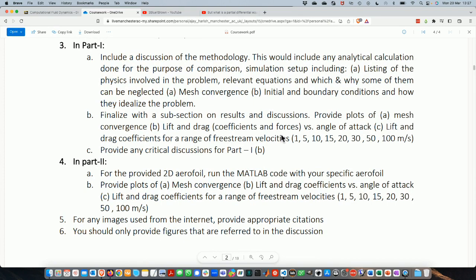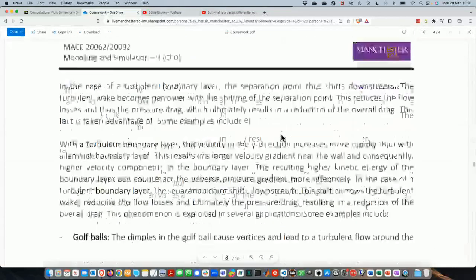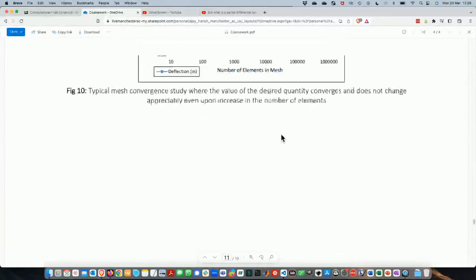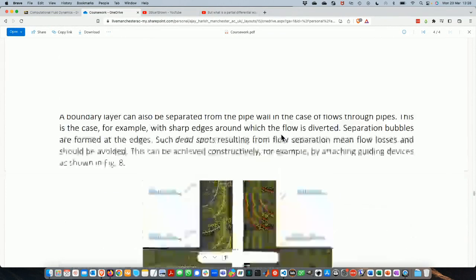Okay, so in part one, there are two things that you'll be doing in both the parts. One is mesh convergence. Take mesh at different sizes. See how the lift and drag coefficients and the forces vary as you change your mesh. Ideally, at the end of the document, there's also a typical mesh convergence that I've shown. So if we go down to the last few pages, there's a typical mesh convergence study. On the x-axis, you have the number of elements or number of cells here, and on the y-axis, you have some value. Here we are going to look at lift and drag coefficient, lift forces and drag forces. But this is just an idea of a typical mesh convergence study that is done.